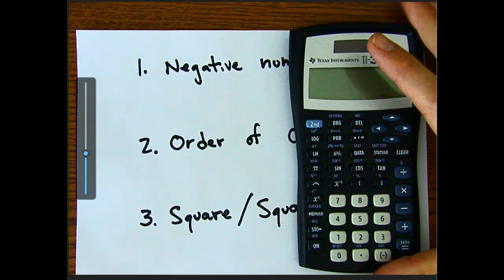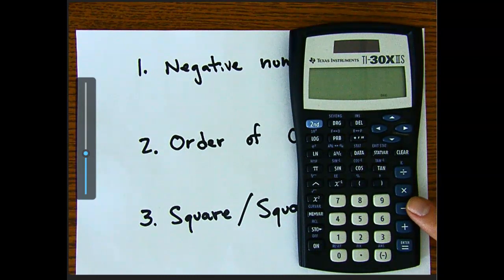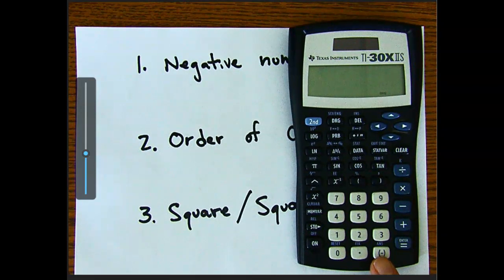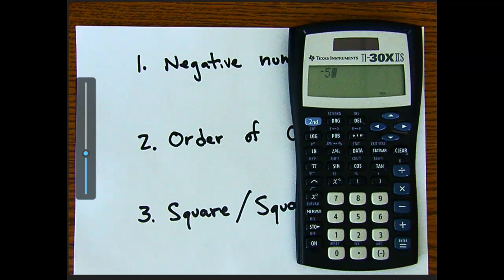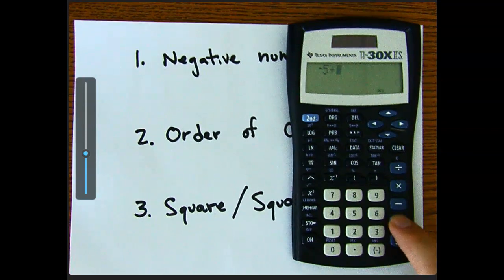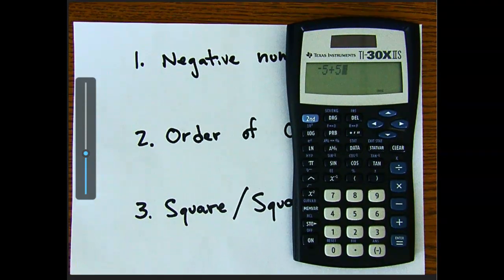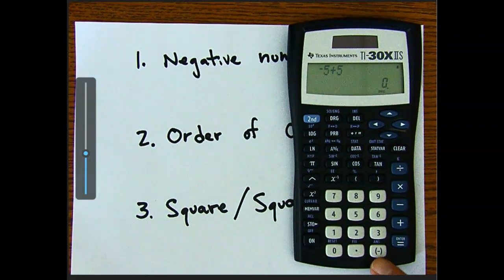If you ever want to enter a negative number, you do not want to use this minus sign. You want to use this one down here. So if I want to do -5, I would hit this one. And now say I do -5 plus 5, I bet all of you at home can figure out that the answer is going to be 0. So if you want to do negatives, use this button right here.